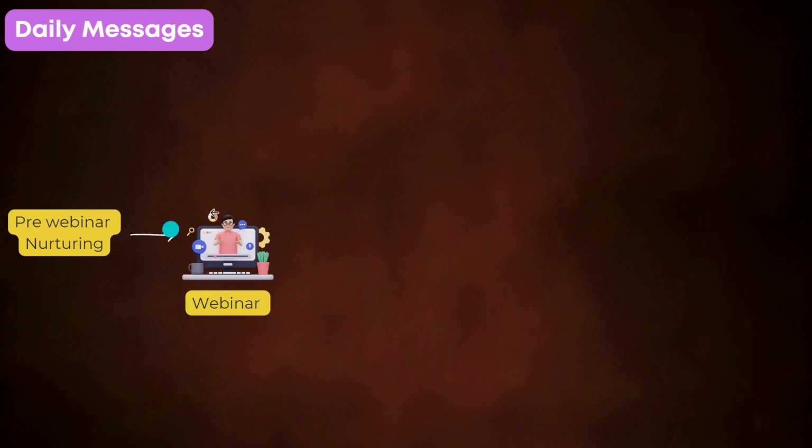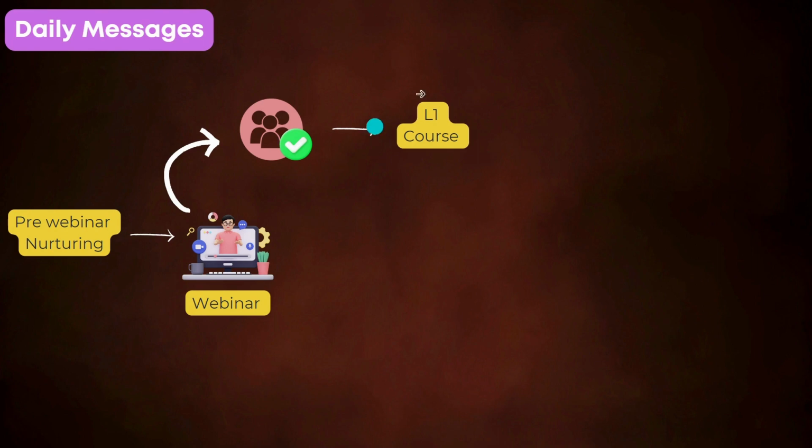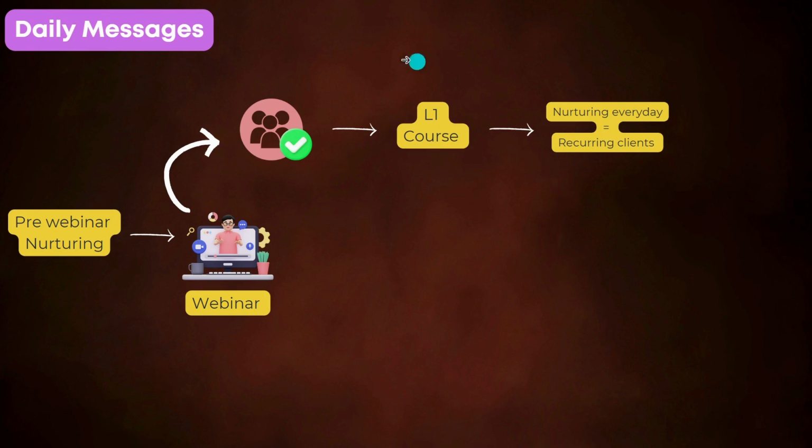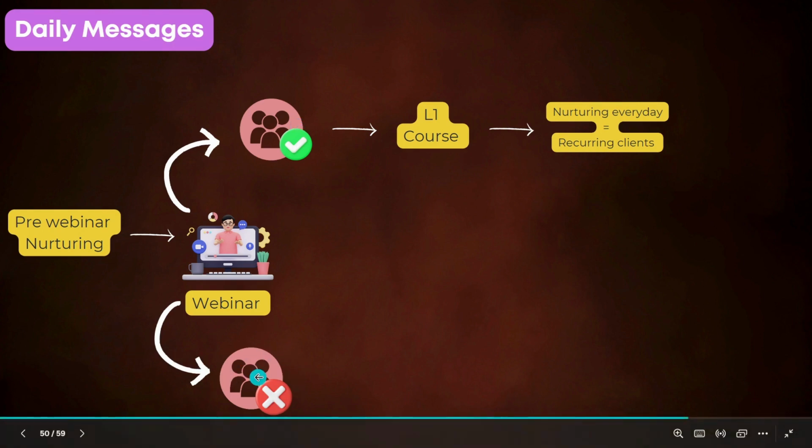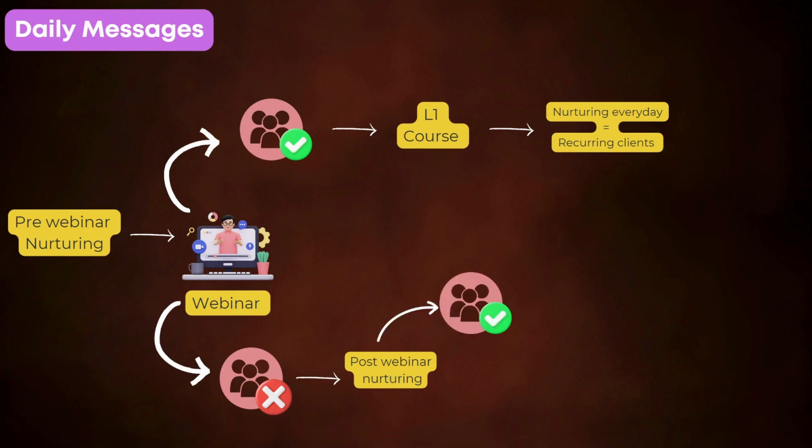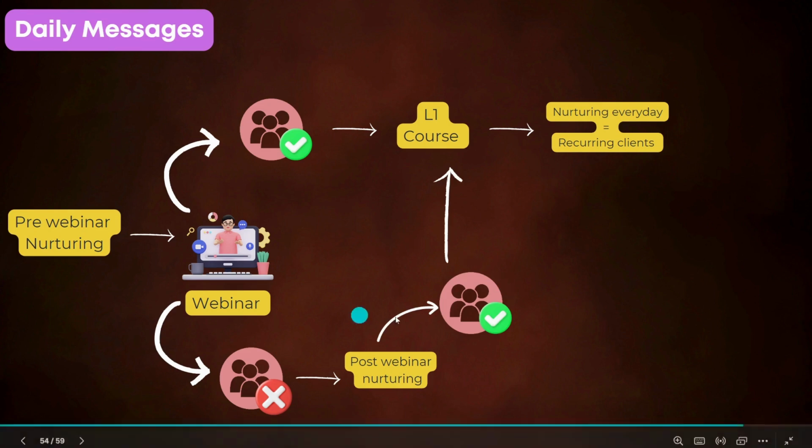So on the webinar date, let's say some people are interested in your course and they purchase your course. For them, you can just add them in the L1 program and nurture them every day so that they become your recurring clients, right? But this won't be the case always. There will be most of the people who will not purchase in one go, right? For them, you can nurture them after the webinar with a summary and highlights of your webinar. And then if they are interested, you can add them in the L1 program.